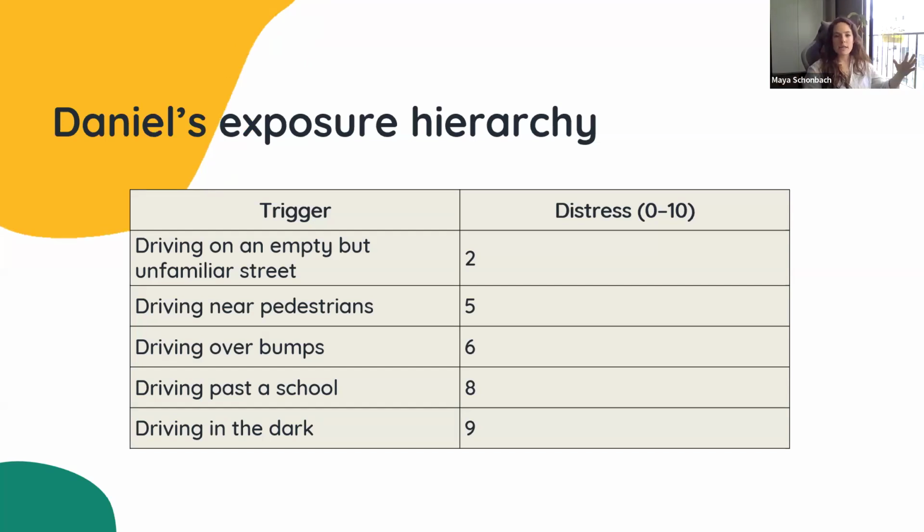He started by saying that driving on an empty but unfamiliar street was rated at a 2. If he knew it was empty, there weren't any pedestrians around. But driving near pedestrians, that was pretty high. He rated it at a 5. Driving over bumps, when his brain started thinking, maybe it's a person, maybe I hit someone, a 6. Driving past a school, an 8, driving in the dark, a 9. And so this was his exposure hierarchy.